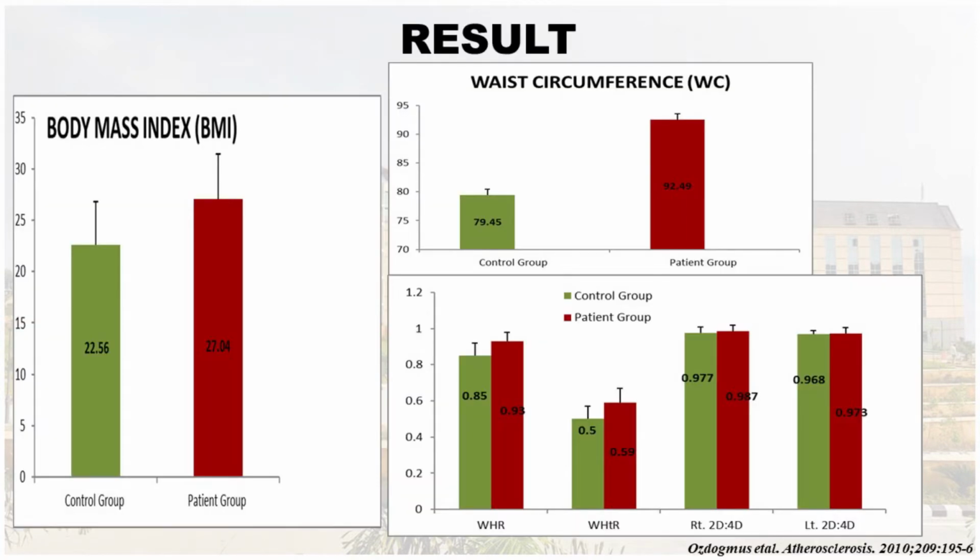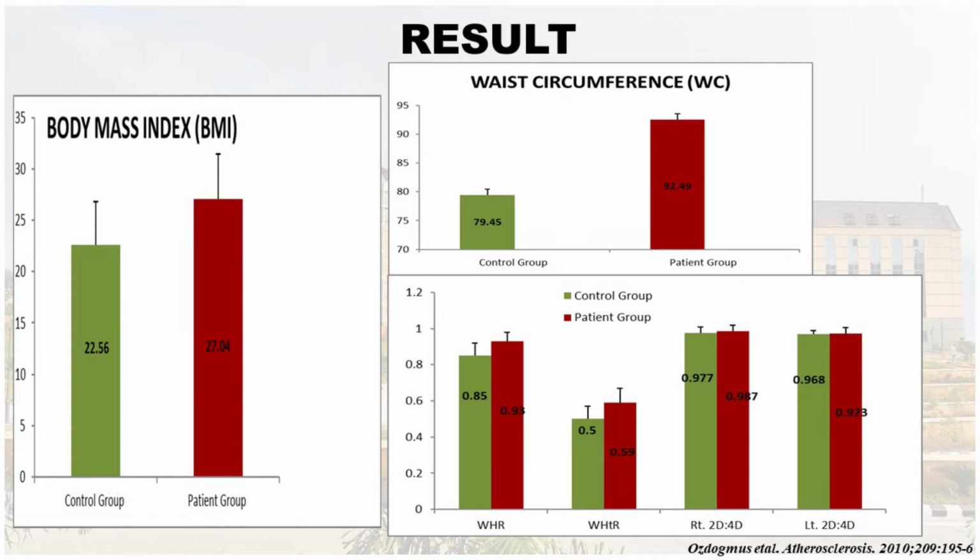All the parameters except for the left 2D/4D ratio were significantly higher in the patient group. Any value equal to or more than the mean value of the 2D/4D ratio in the patient group was taken as a higher value for this case, and this has been supported by a study in the literature which has reported that any value more than 0.985 on the right 2D/4D ratio has correlated well with the atherosclerotic plaque in the right coronary artery.